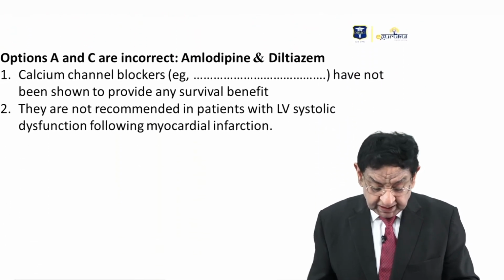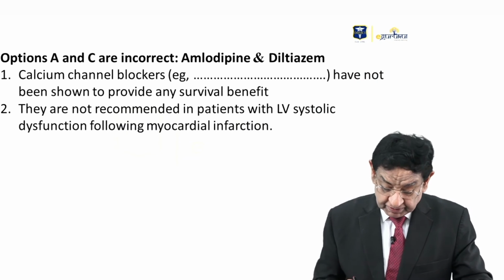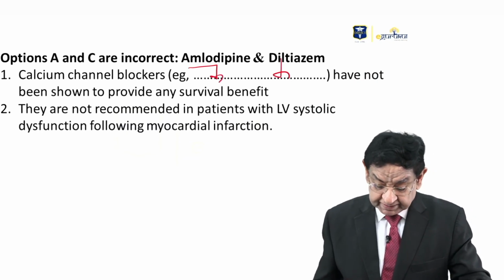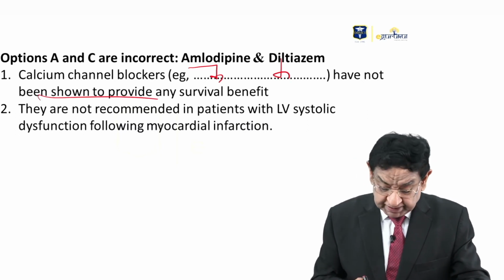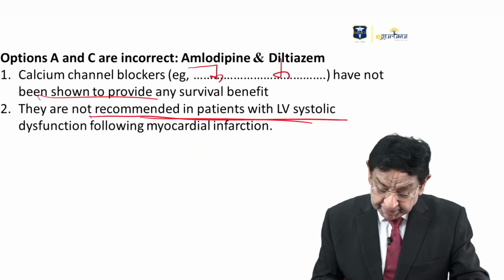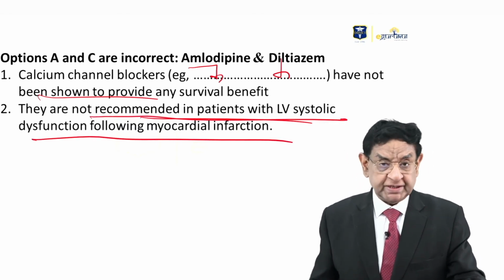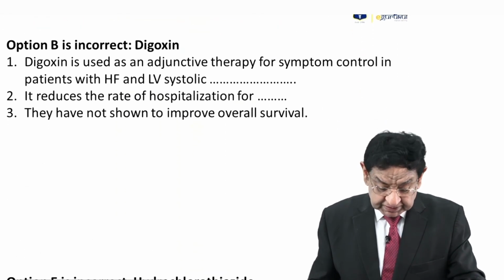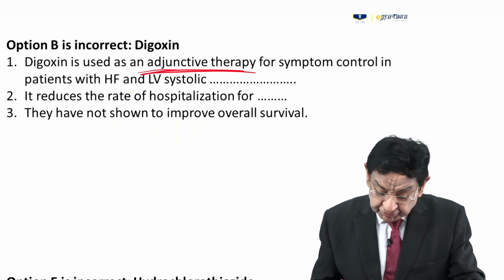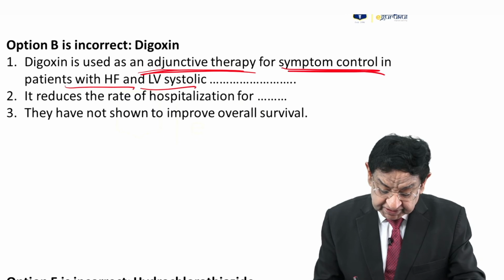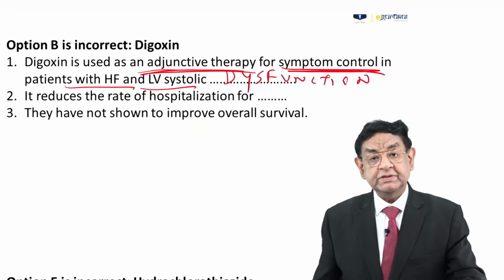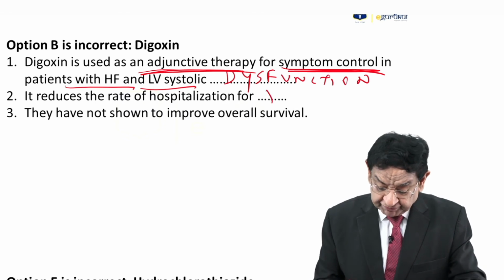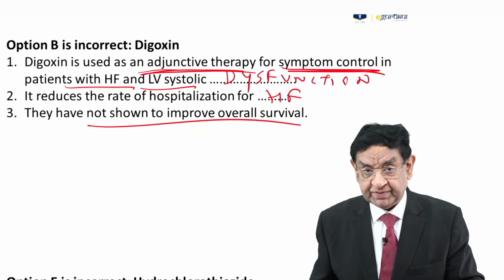Now regarding calcium channel blockers, amlodipine and diltiazem. They can reduce the BP, but mortality benefit is not seen. So they are not recommended in LV systolic dysfunction following MI because they don't have any mortality benefit. Similarly, digoxin, when we use it, can give symptomatic improvement. It is adjuvant therapy for symptom control in patients with heart failure and LV systolic dysfunction. The advantage of this drug is that it reduces hospitalization for heart failure, but there is no mortality benefit.